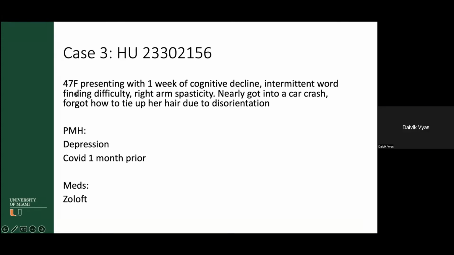Hey, yeah. All right. So this is a 47-year-old who presented with a week of cognitive decline, word finding difficulty, and right arm spasticity. The patient nearly got into a car crash. They said that they forgot how to tie their hair. They were very disoriented. Past medical history: depression, recently recovered from COVID. Only medication was Zoloft.